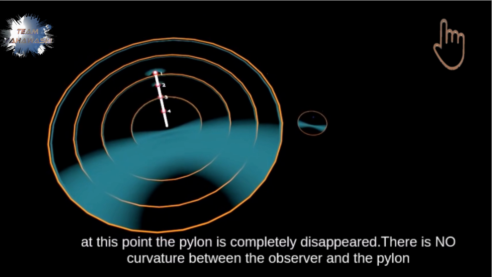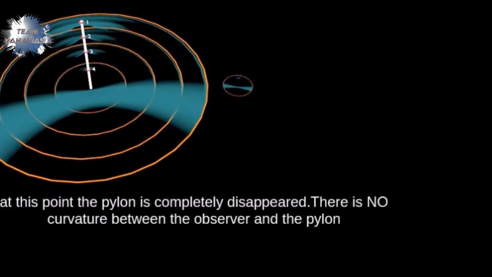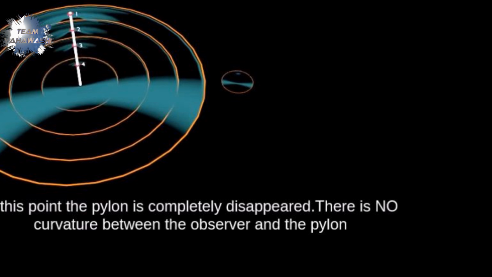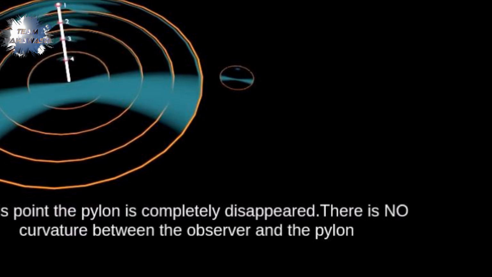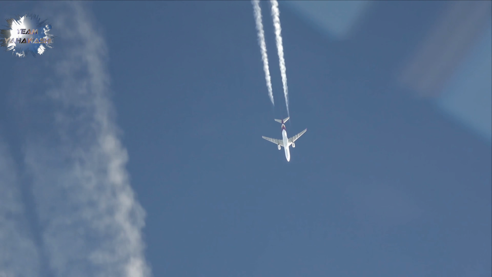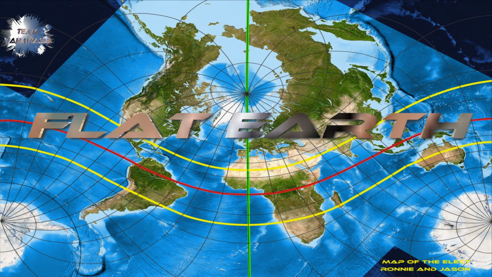Now at this point, the pylon has completely disappeared. There is no curvature between the observer, you, the horizon, a boat, a plane, and that pylon. No curvature. We live on a flat Earth.